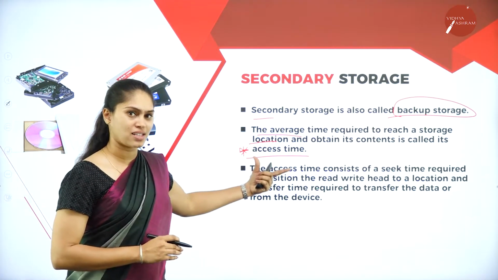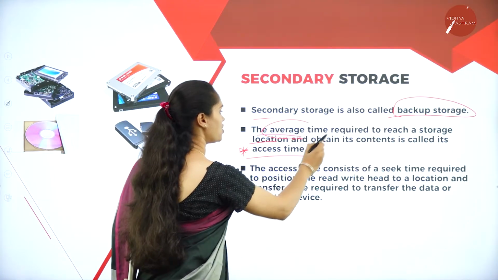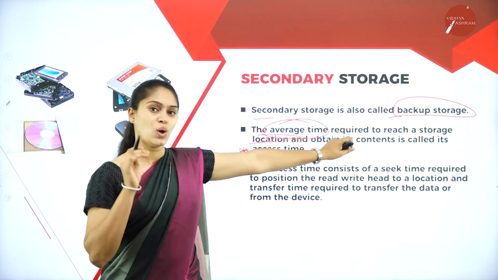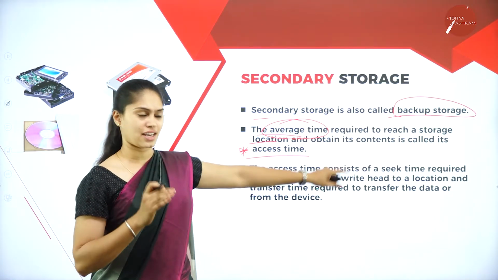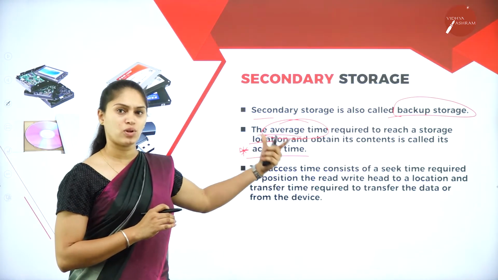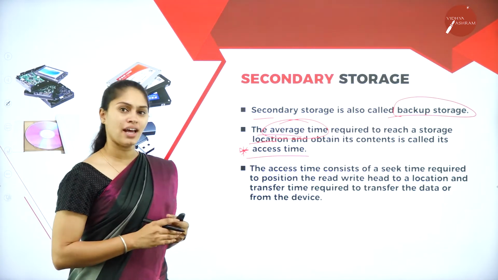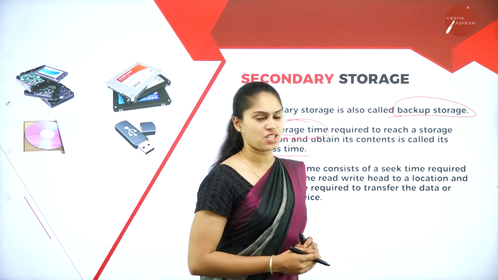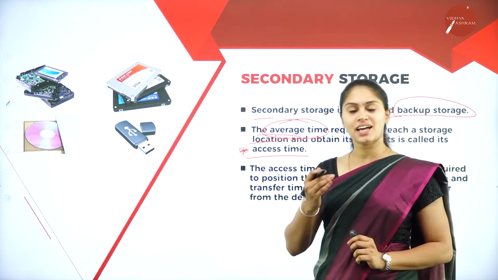Okay, so access time is nothing but an average time which is required in order to reach the particular location where the contents reside. That is mainly used for the processing. So that is known as what? Access time. And we know that we can perform two operations on this memory, that is read and write.